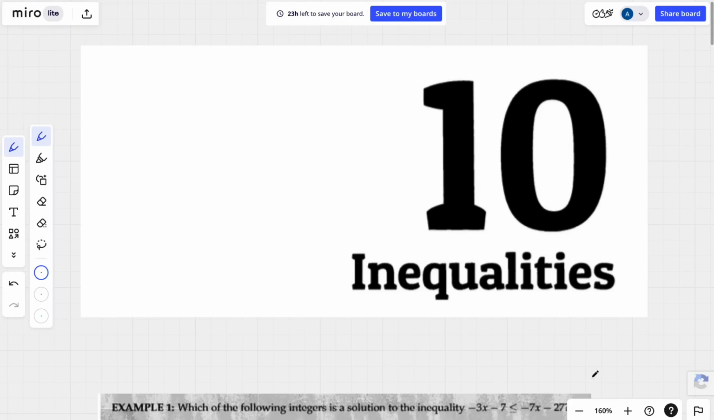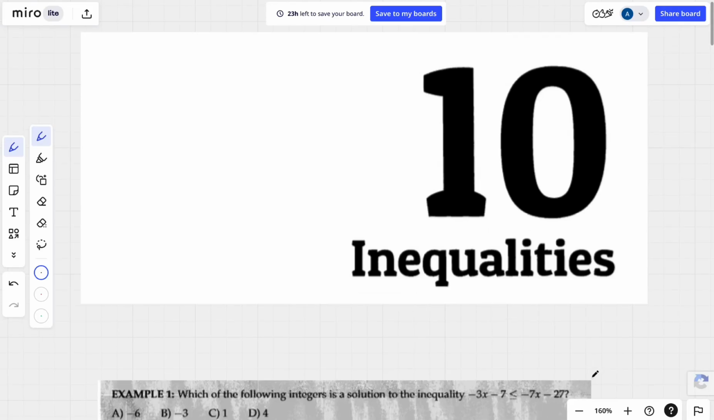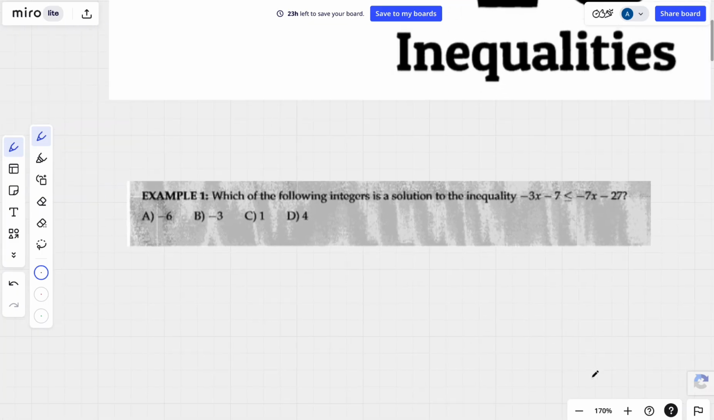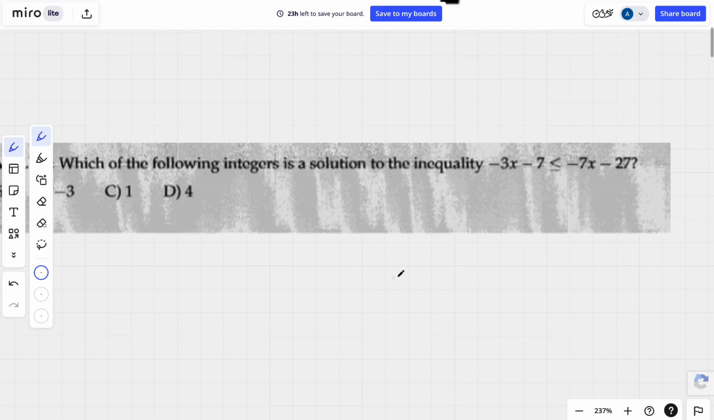Okay, so we'll look at inequalities today, basically what they are, how they work, and we'll do some practice questions as well. Let's look at example 1 first. It says we have this inequality, we need to solve for this. So we'll solve this like any other equation.